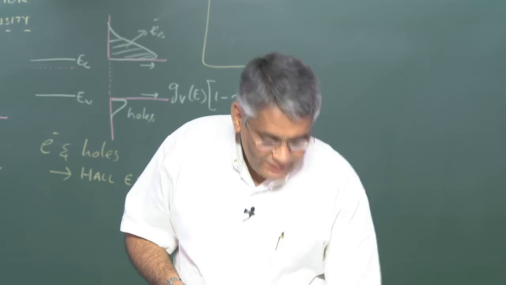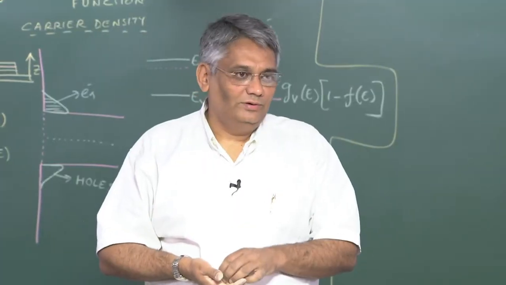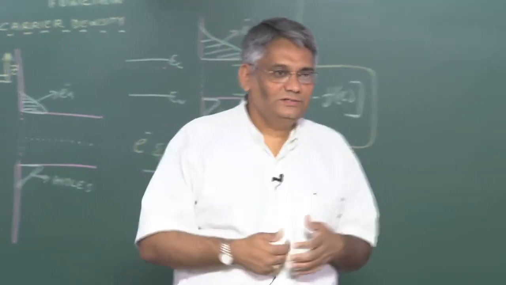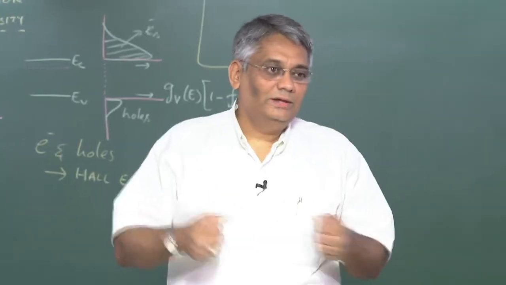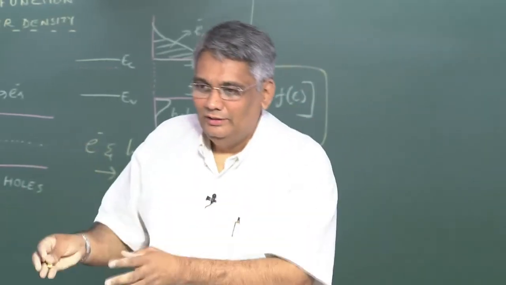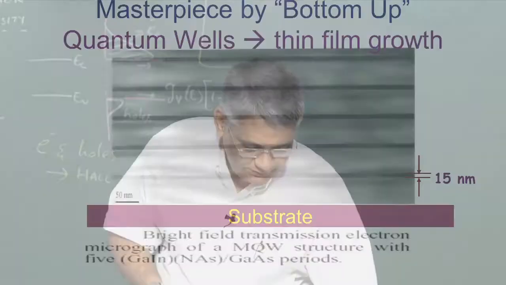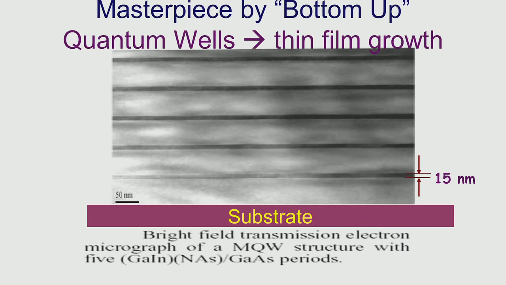So for layer widths of 10 nanometers or below, both electrons and holes experience significant quantum confinement effects. So the whole idea is to create these structures in order to make the carriers experience quantum confinement effects. So you can look at the physics of quantum confinement, and also there are several applications. Now, just before that, you see this is a real masterpiece. So you have a substrate here and you start growing all these layers.